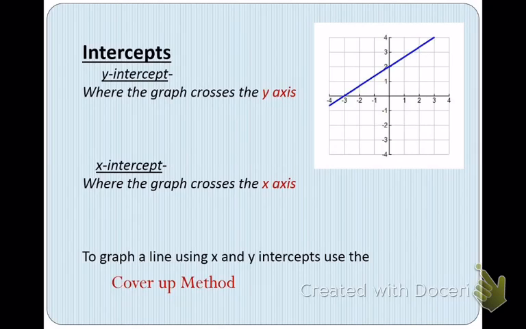Okay? Now, before I get there, why do we care about the x and the y-intercepts? Because while we're asking you to plot 3 points to graph your lines, you really only need 2. 2 points make a line. So if we know where the graph is going to touch the y-axis and we know where the graph is going to touch the x-axis, that's 2 points. We can draw our line with those. Okay? So let's talk a little bit about what the cover-up method means.